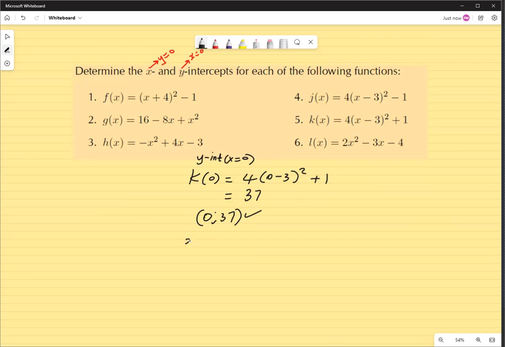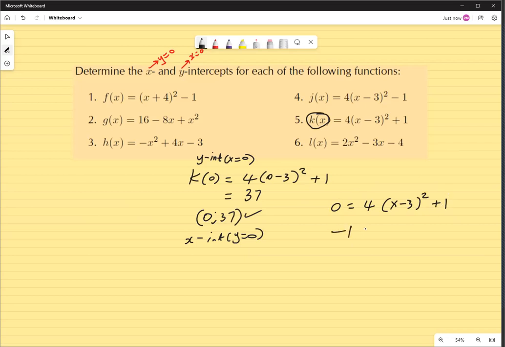Okay. Now let's do the x-intercept. Remember x-int, we make y 0, right? Which means k of x will be 0. Remember k of x is just y, right? So I'm basically going to have 0 equals 4 times (x minus 3) squared plus 1, right? Then I'm going to move this 1 that side.